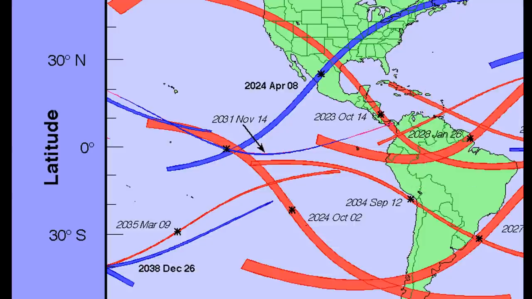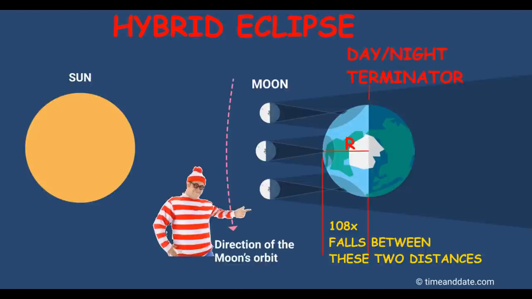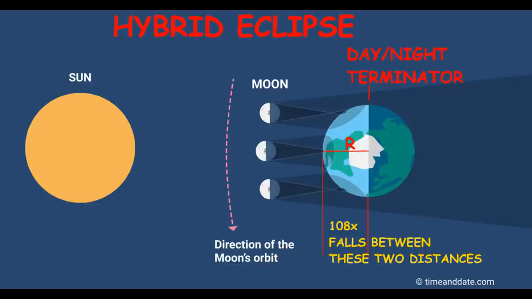See how it's red and then blue and then red again? Are you thinking that Fred Espenak couldn't decide what colour to use, or is this a hybrid eclipse? It has both annular and total eclipse elements to it. Very cool. The distance to the point where the penumbra disappears is around 108 times the distance of the blocking object. I'll get to that a little bit later.